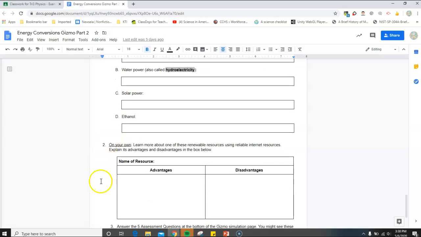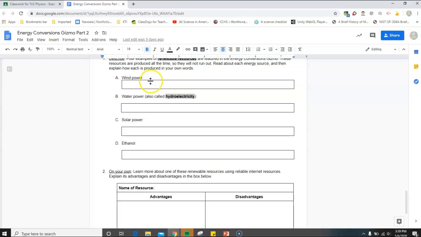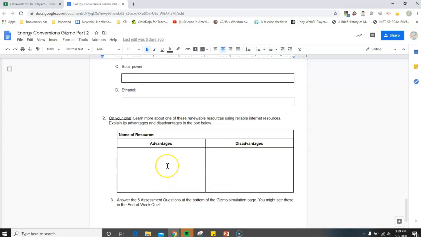And then here, you want to choose one of those, and you're going to do a little bit of extra research. So put the name of one of those. You can pick either wind, water, solar, or ethanol. Type that right here, and then do a little extra research using reliable internet resources and describe the advantages and the disadvantages of that type of resource here.